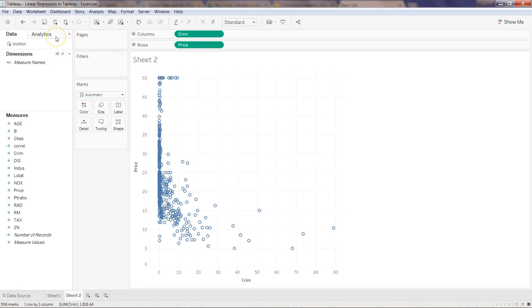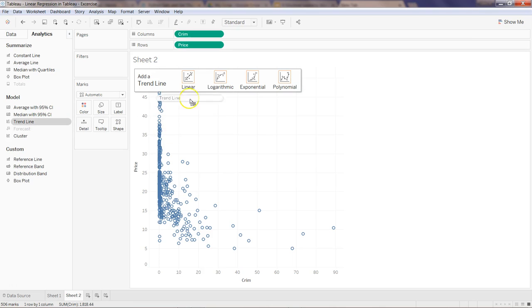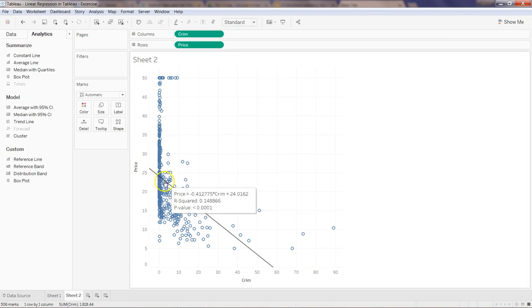So what we need to do to create linear regression is go into the analytics tab and find this trend line and say linear. And as you can see, we have the negative linear regression where it is saying that in 1000 price is declining by 0.412 or 0.413 in round figure when you multiply it with the crime rate plus 24.0162. So using this equation, you can place the value of CRIM, which is crime rate, and predict when the crime rate is going up or down, what should be the expected value of the house.